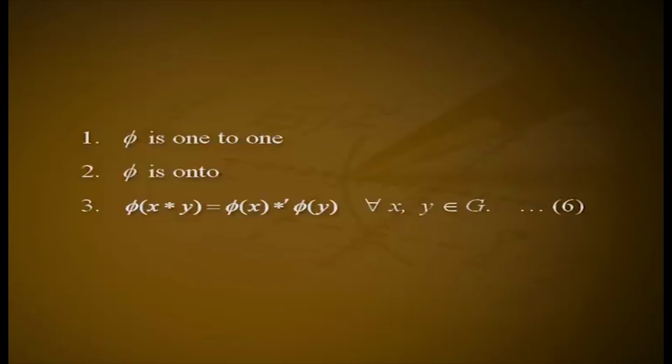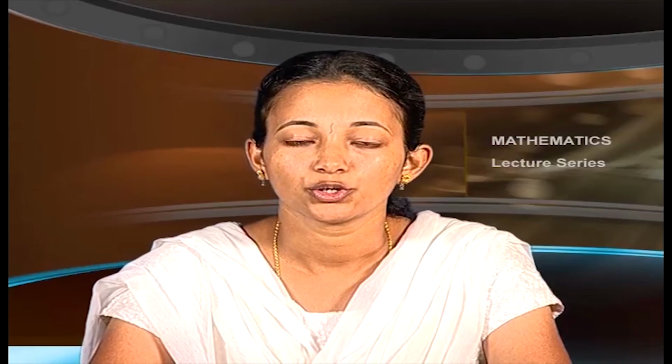Equation number 6. Definition. Isomorphic groups. Two groups G and G dash are said to be isomorphic if there exists an isomorphism phi from the group G onto the group G dash. Notation. We denote two groups G and G dash are isomorphic as follows.